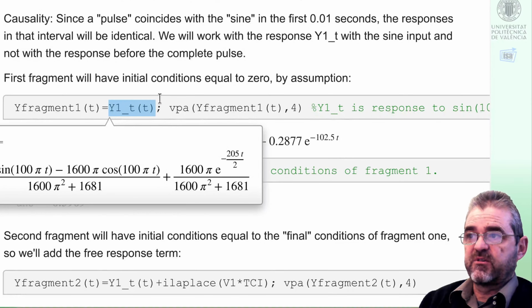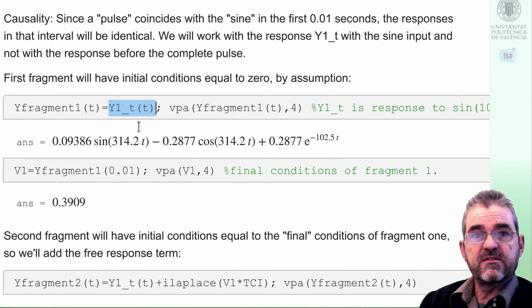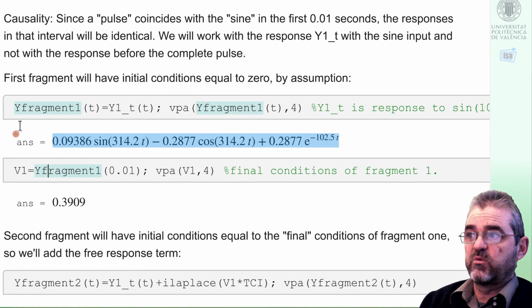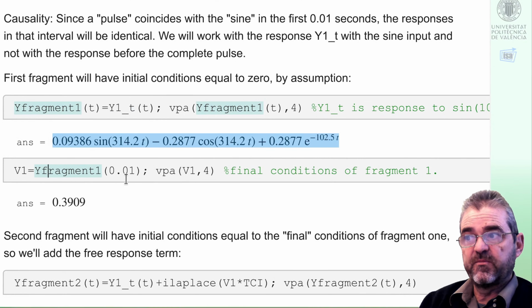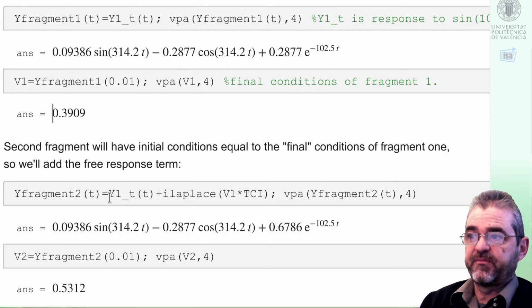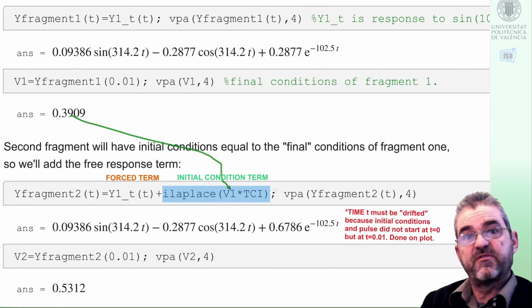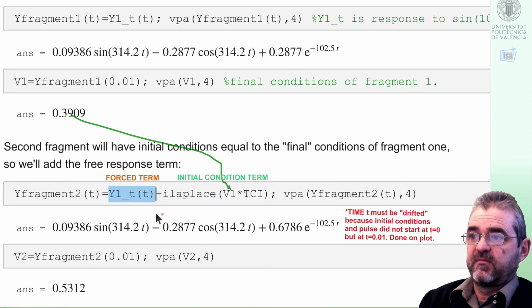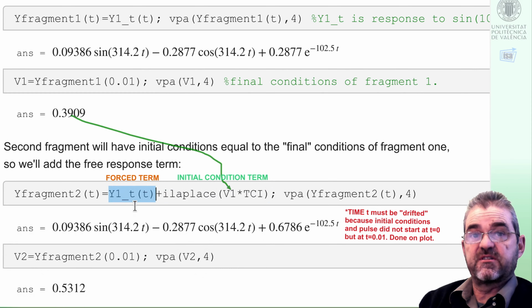This thing is the time response to a sinusoid starting at 0, lasting forever. But then fragment 1 will be valid for just one period, so when it ends, we get this capacitor voltage and we stop using that fragment 1, and then fragment 2 will have the final condition of the previous fragment as the initial condition of the next one. And of course, as the input has the same formula, fragment of a sinusoid, then the forced term will be the same.